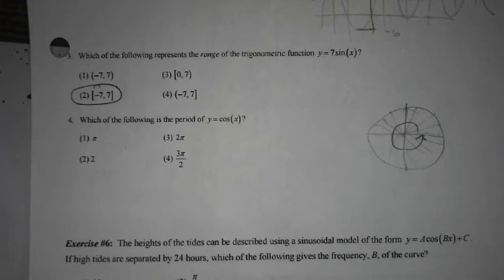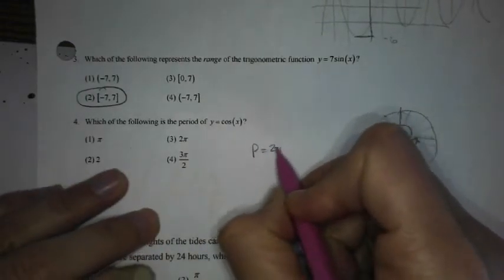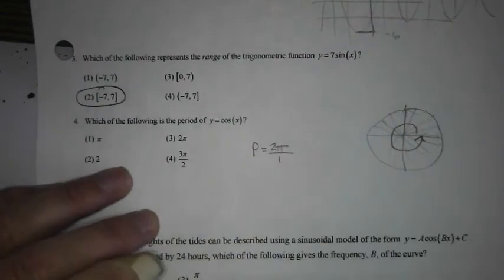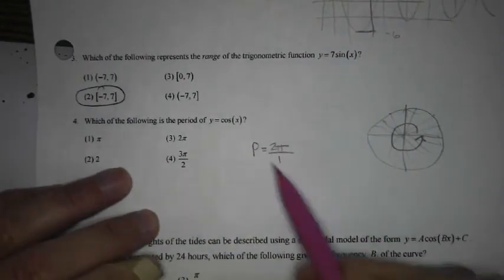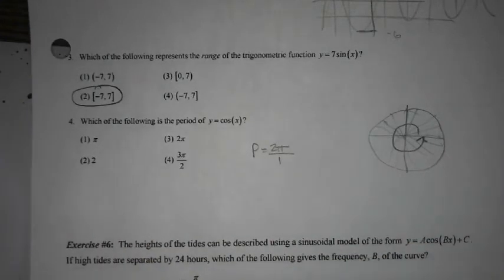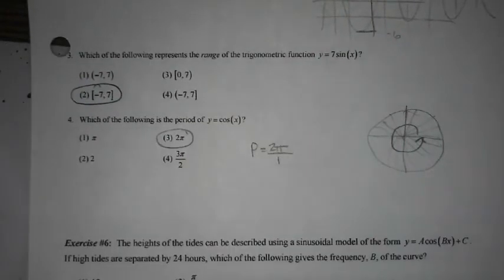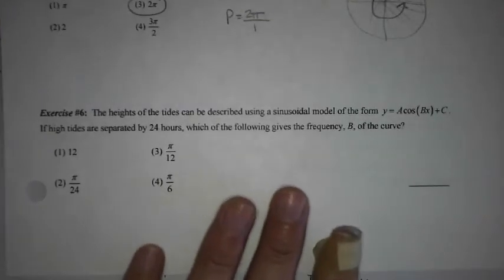If you're kind of in machine mode, which I think we are, how many of you did period equals 2 pi over b, and we know b is 1? Raise your hand if you did it that way. Yeah, okay. Raise your hand if you did it just, it's a fact and you knew it. Okay. A little more of a mixture than I thought. But the answer there is 2 pi. Okay, take a minute, try number 6.